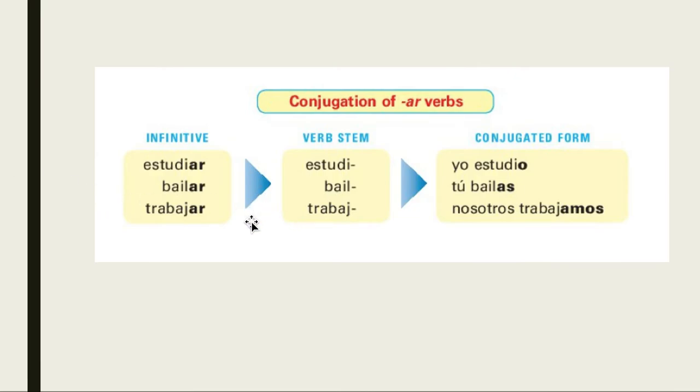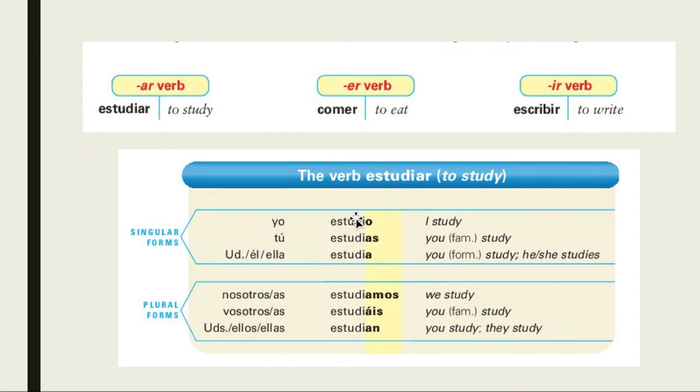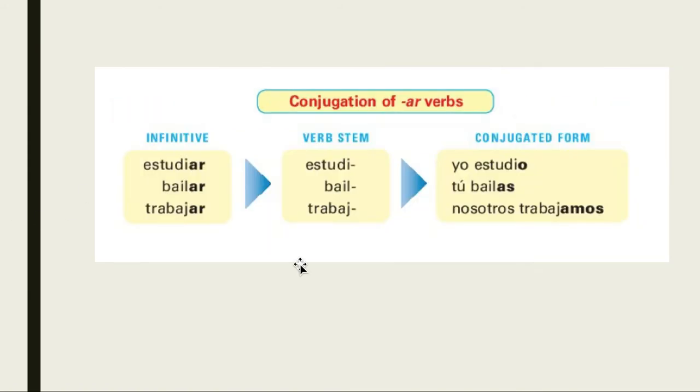So you can see here, as an example, several AR verbs: estudiar, bailar, trabajar. The way to conjugate it is to drop that AR ending. In the case of ER verbs, you drop the ER, IR likewise, and add the appropriate ending depending on the subject. As you can see here, yo always ends in O, tú always ends in AS, usted, ella always ends in A, and so forth here. It'll always follow the same pattern if it's an AR regular verb.